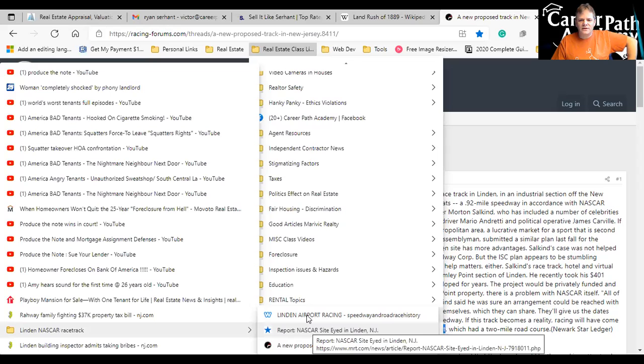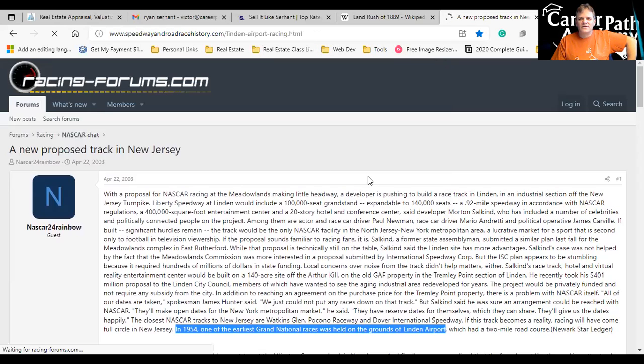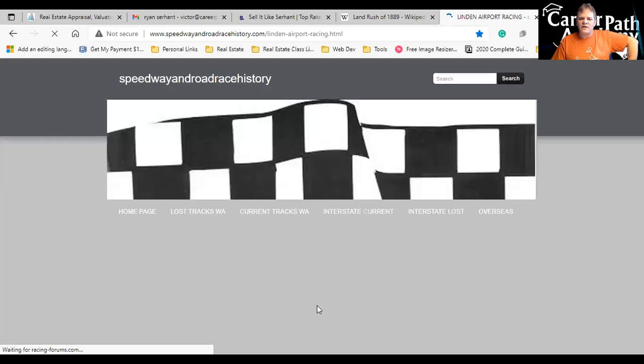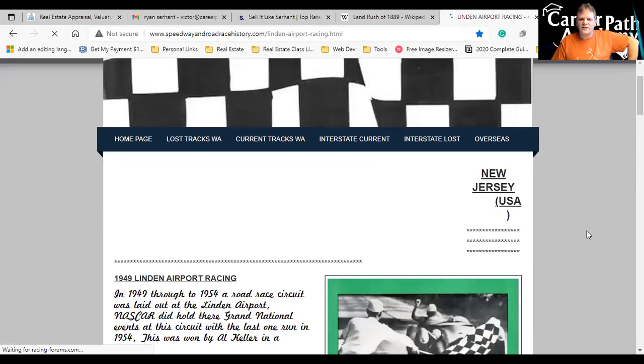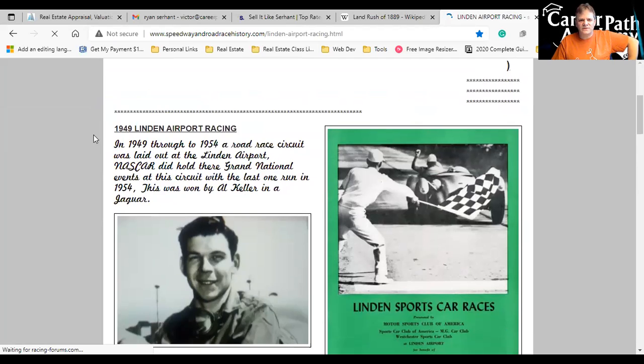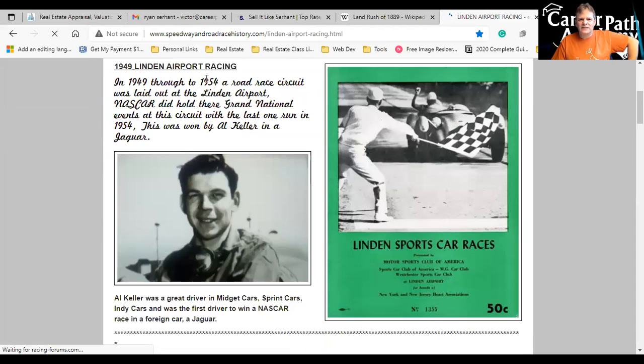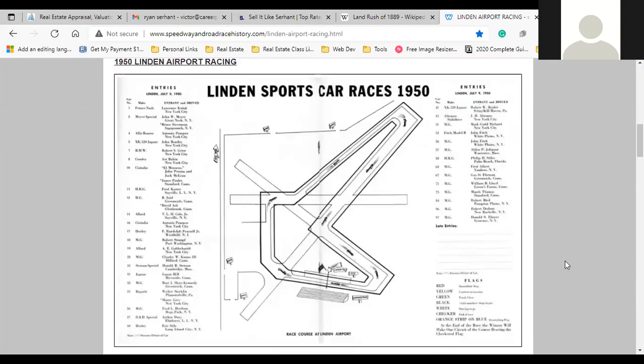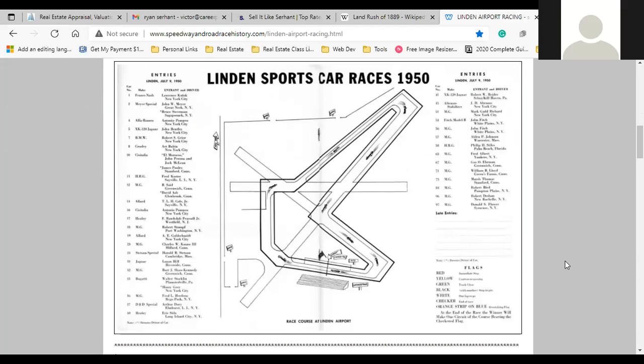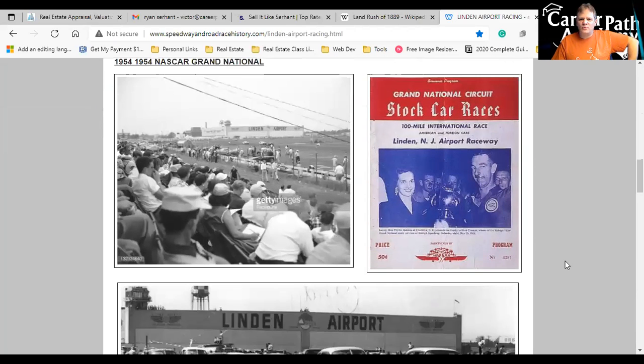Here, let's take a look. So what do you think that's going to do to the property values in the area if they build the NASCAR racetrack here? So here's a little history of some 1949 Linden Airport racing to 54. I think it's going to bring it up. Absolutely, it would. It would be a huge economic boom to the area.